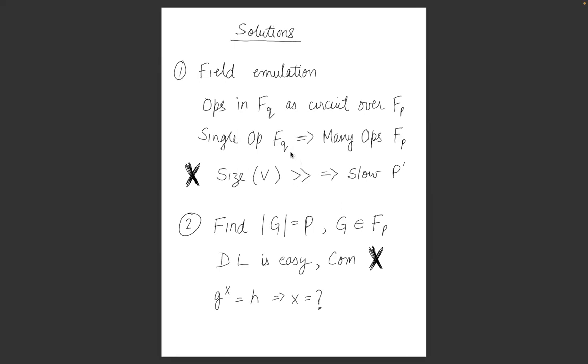So what we're trying to do is simulate the field so that we can use the same groups again. So we can try to simulate one operation in FQ as some operations in FP. But this will result in a complicated circuit, and this will result in a large proof.